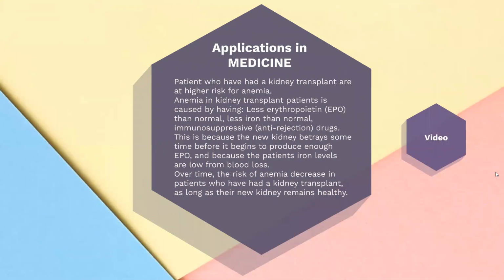Application in medicine. Patients who have had a kidney transplant are at higher risk for anemia. Anemia in kidney transplant patients is caused by having less erythropoietin (EPO) than normal, less iron than normal, and immunosuppressive drugs. This is because the new kidney takes some time before it begins to produce EPO, and because the patient's iron levels are low from blood loss. Over time, the risk of anemia decreases in patients who have had a kidney transplant as long as their new kidney remains healthy.